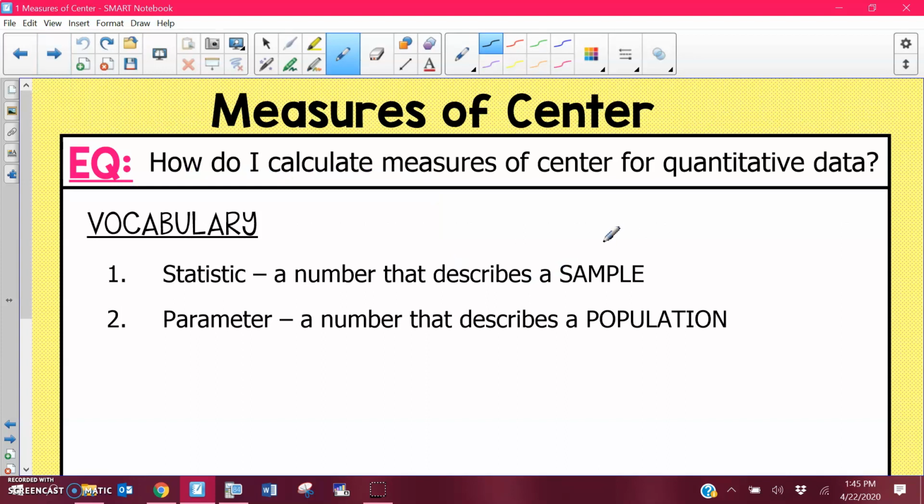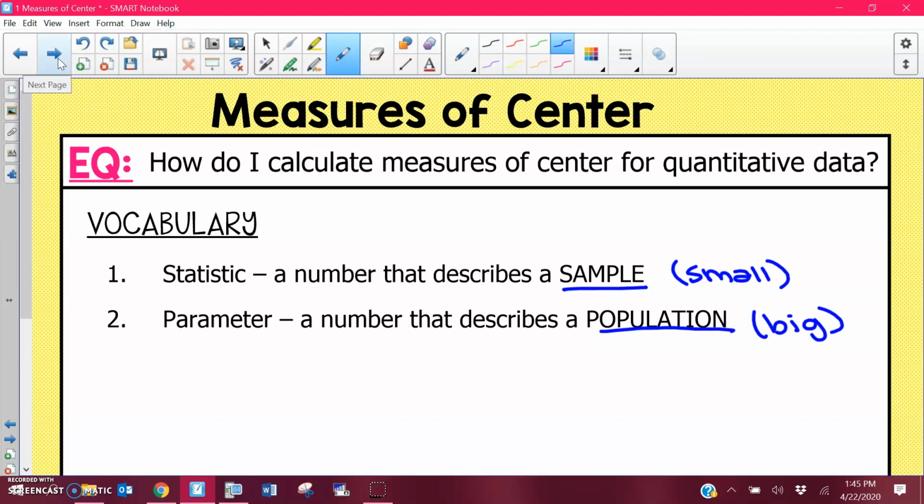The two big vocabulary words that we're talking about today are statistic and parameter. A statistic is a number that describes a sample. That's like a small thing; you're sampling part of the population. Whereas a parameter is the number that describes an entire population. We're not able to calculate the parameter all the time. Most of the time we're going to be dealing with statistics because they measure a sample, and we're able to take a sample much easier than sampling the whole world.